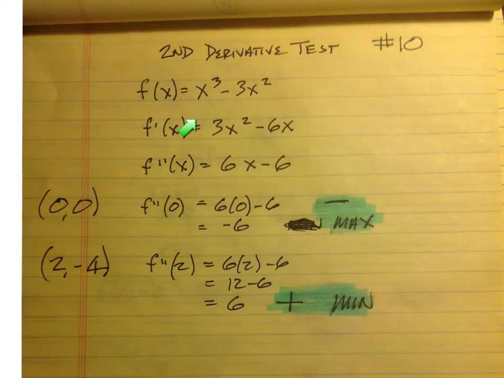And on the second derivative test, you come back with a second derivative of 6x minus 6. And just to be certain, I plugged in the 0 from the first point and came back with a negative, so that is indeed a maximum point. When you plug in the 2 for the second point, you come back with a positive 6. That means it will be a minimum point.